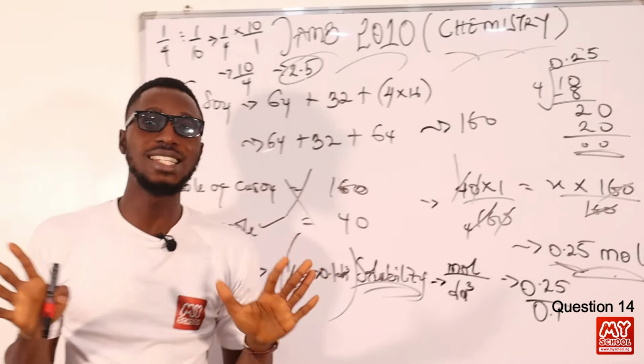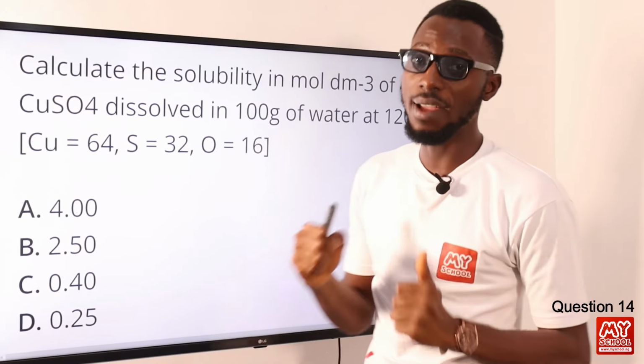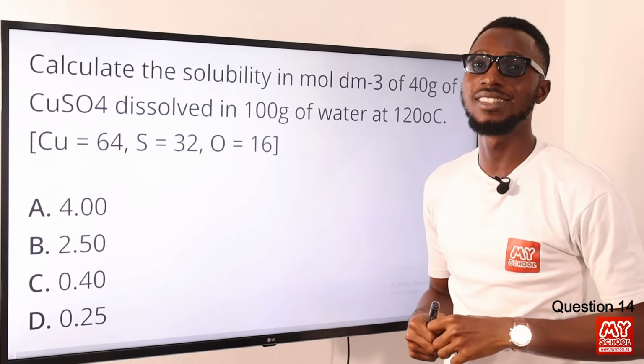So let's go back to the screen and see if we can find 2.5. For the solubility, yes, we have 2.50, of course. So the correct option here is option B for 2.50.